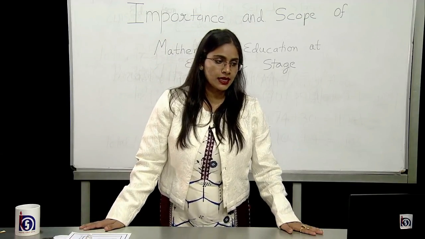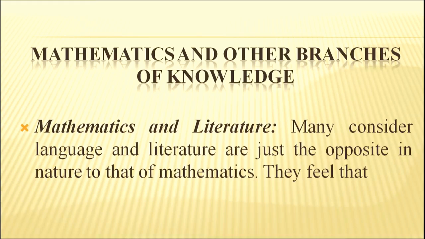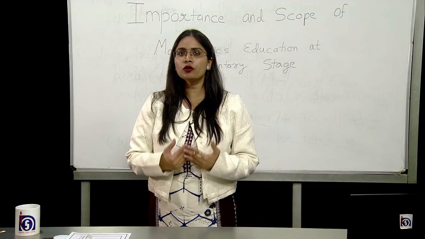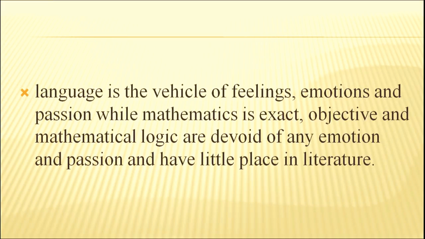Now next point is mathematics and other branches of knowledge. How can we relate mathematics with other branches? So the first point is mathematics and literature. Many consider language and literature to be just the opposite in nature to mathematics. They feel that language is the vehicle of feelings, emotions and passion, while mathematics is exact and objective, and mathematical logic is devoid of any emotion and passion and has little place in literature.